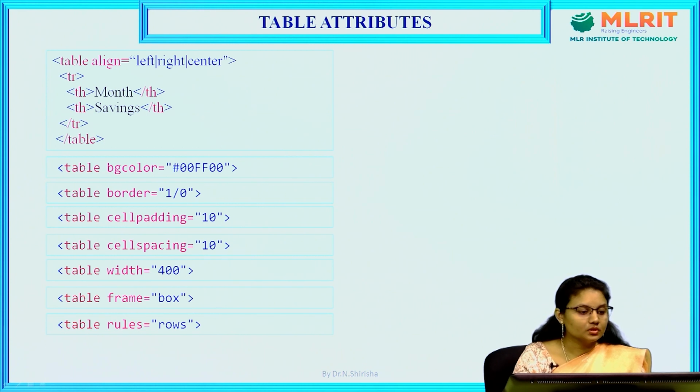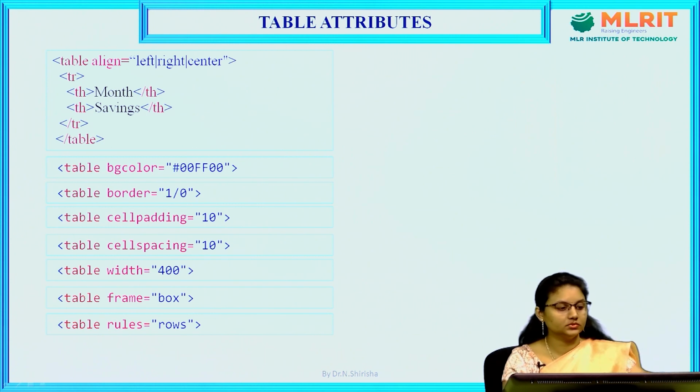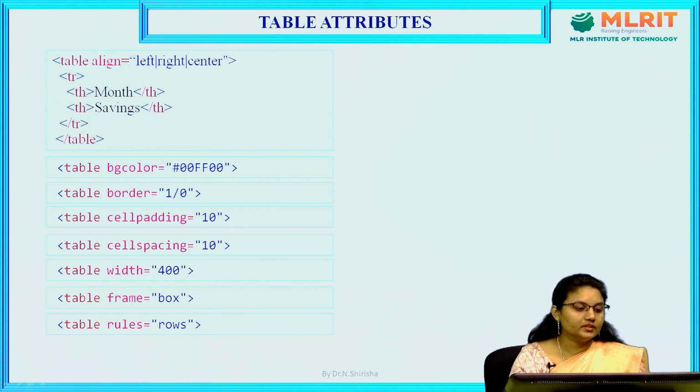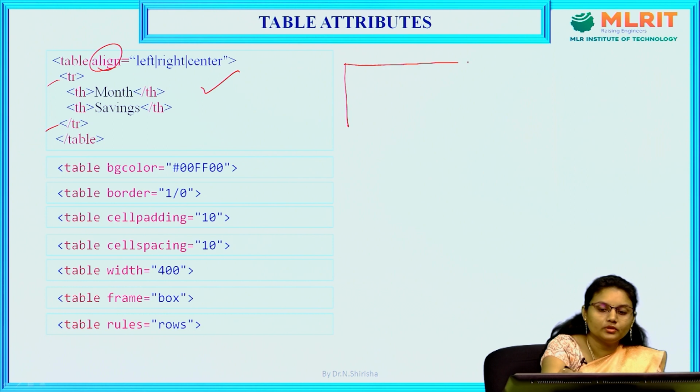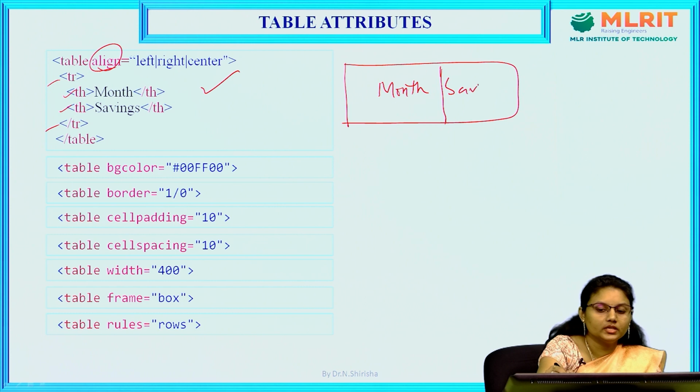Okay, so here we have something like this. We have a table with month and savings. So for this, what will be the output? We have just given an alignment tag. So how many rows do you have? Only 1 row. Therefore, you will only get 1 row with a heading part. Okay, this is the heading. So 2 columns, right? So here you have month. Here you will get savings.